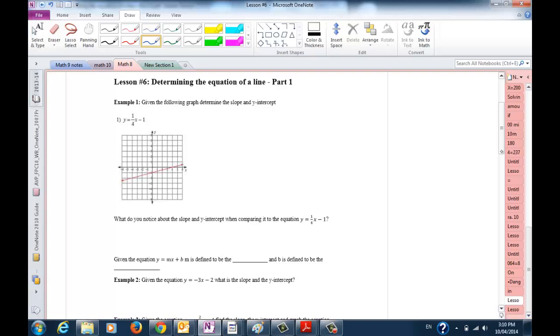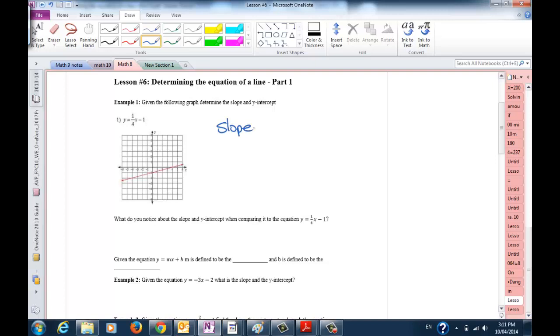In today's lesson, we're going to begin learning how to determine the equation of the line. So let's look at the first example. It says, given the following graph, determine the slope and the y-intercept. So let's look at slope first.